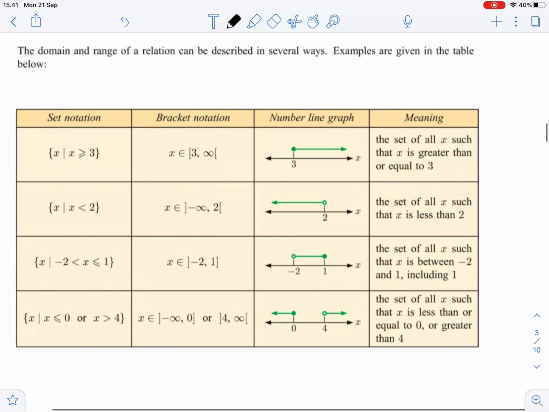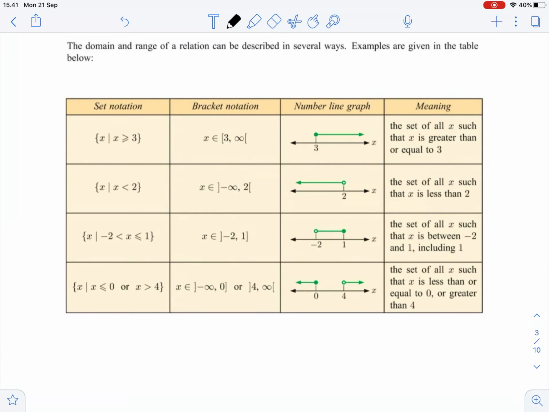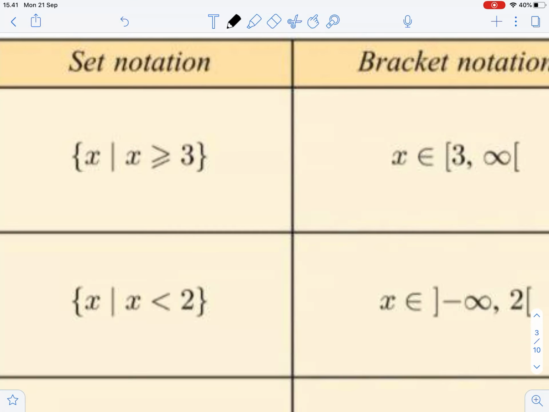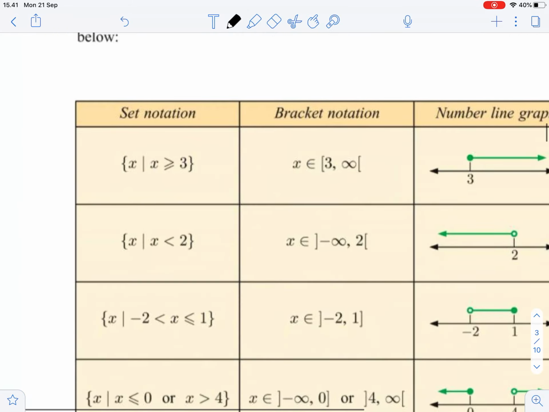All right, let's look at some notation here. There's a few different ways you might see this described with some mathematical notation. Let's say that we want to say that x is greater than or equal to 3. So the way that we would say this, guys, when it's in set notation like this, we'd say the set of all x such that x is greater than or equal to 3.